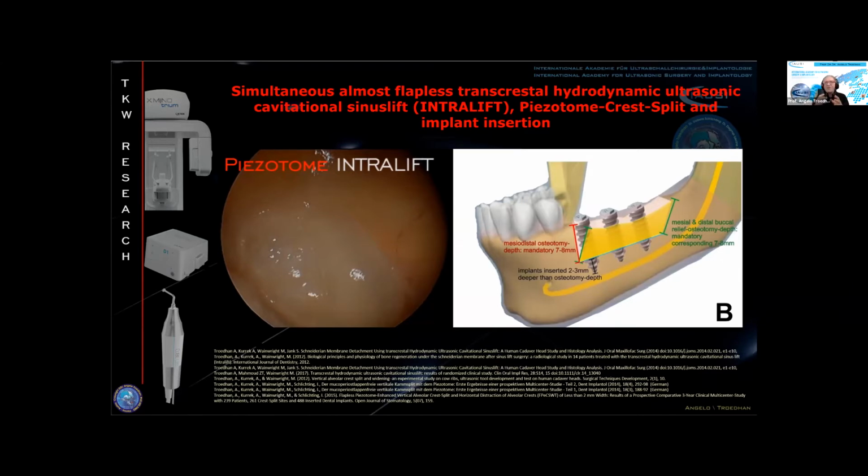I mean, just imagine when you cut an autologous bone block with rotary instruments, how much bone you lose simply by preparing the bone block. That means not so much is left over for the autologous bone block transfer.